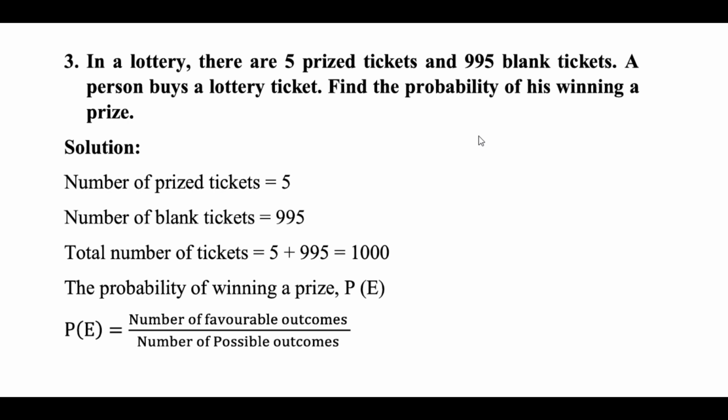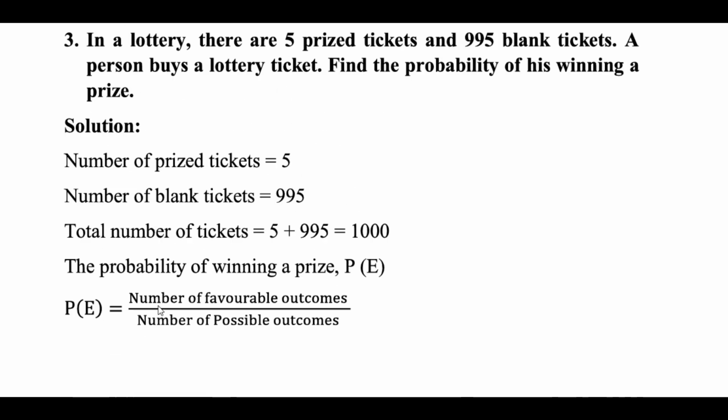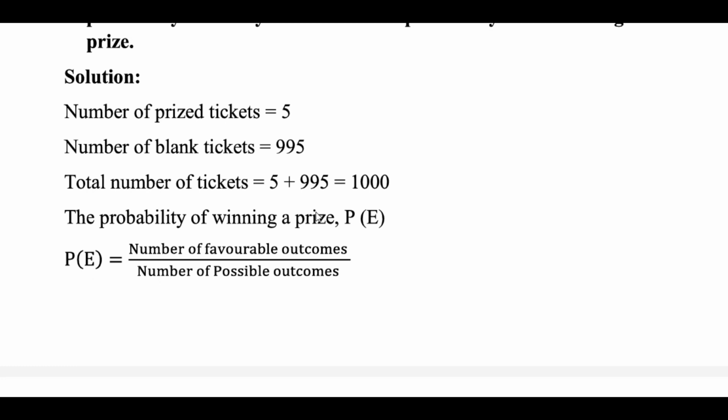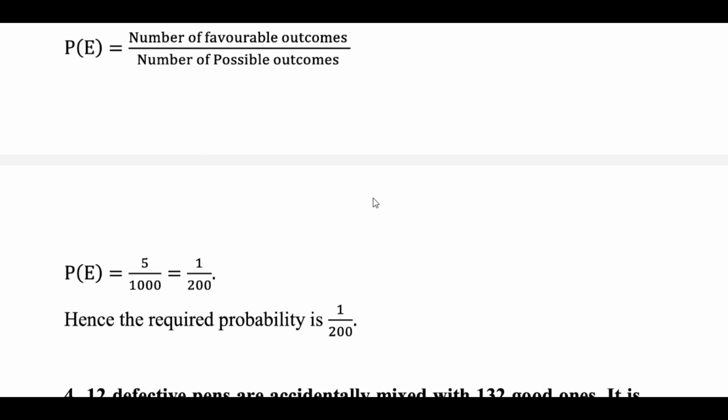So total number of tickets 995 plus 5 is equal to 1000. Okay, the probability that a candidate will win a prize. So the favorable outcome will be only 5, and the total will be 1000, because 995 plus 5 comes to 1000. So in the denominator part, the possible outcomes will be 1000 and the favorable outcomes should be 5. So 5 by 1000, that is 1 by 200.